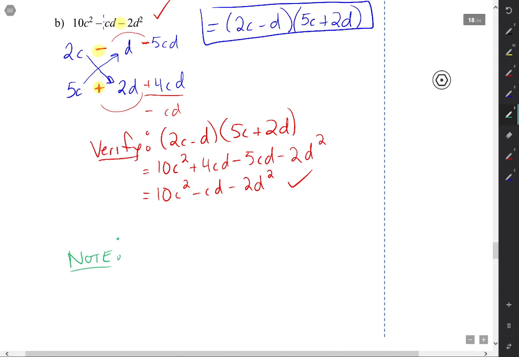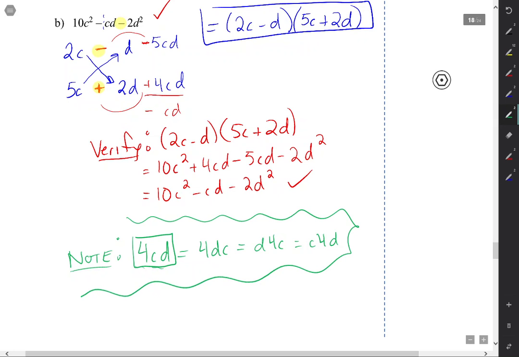So for instance, 4CD is the correct way to write it. We have the coefficient out front, and then these variables are in alphabetical order. But that's the same thing as 4DC. That's also the same thing as D4C or C4D. These are all equal to the same thing, but make sure you're writing it with the coefficient out front and then the variables in alphabetical order.